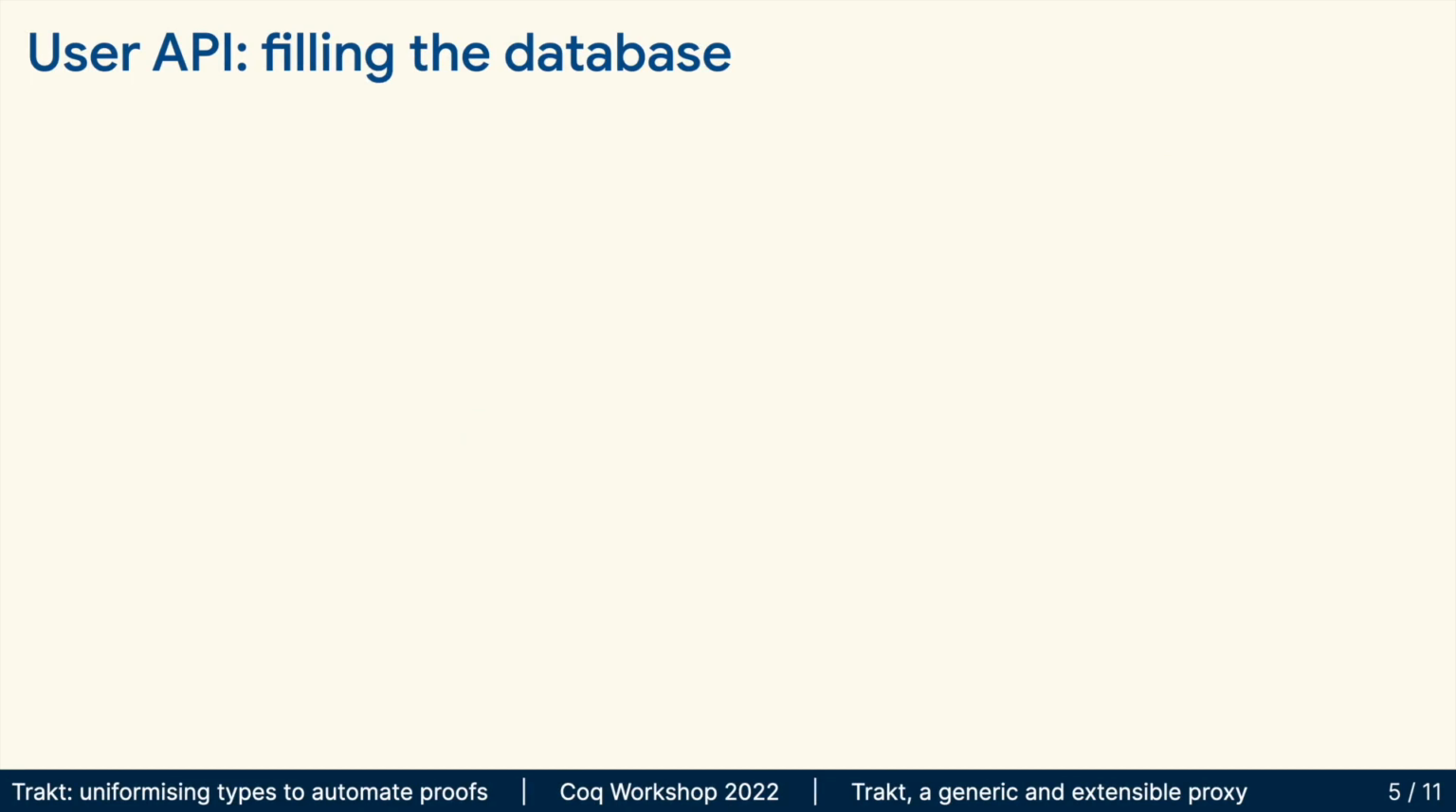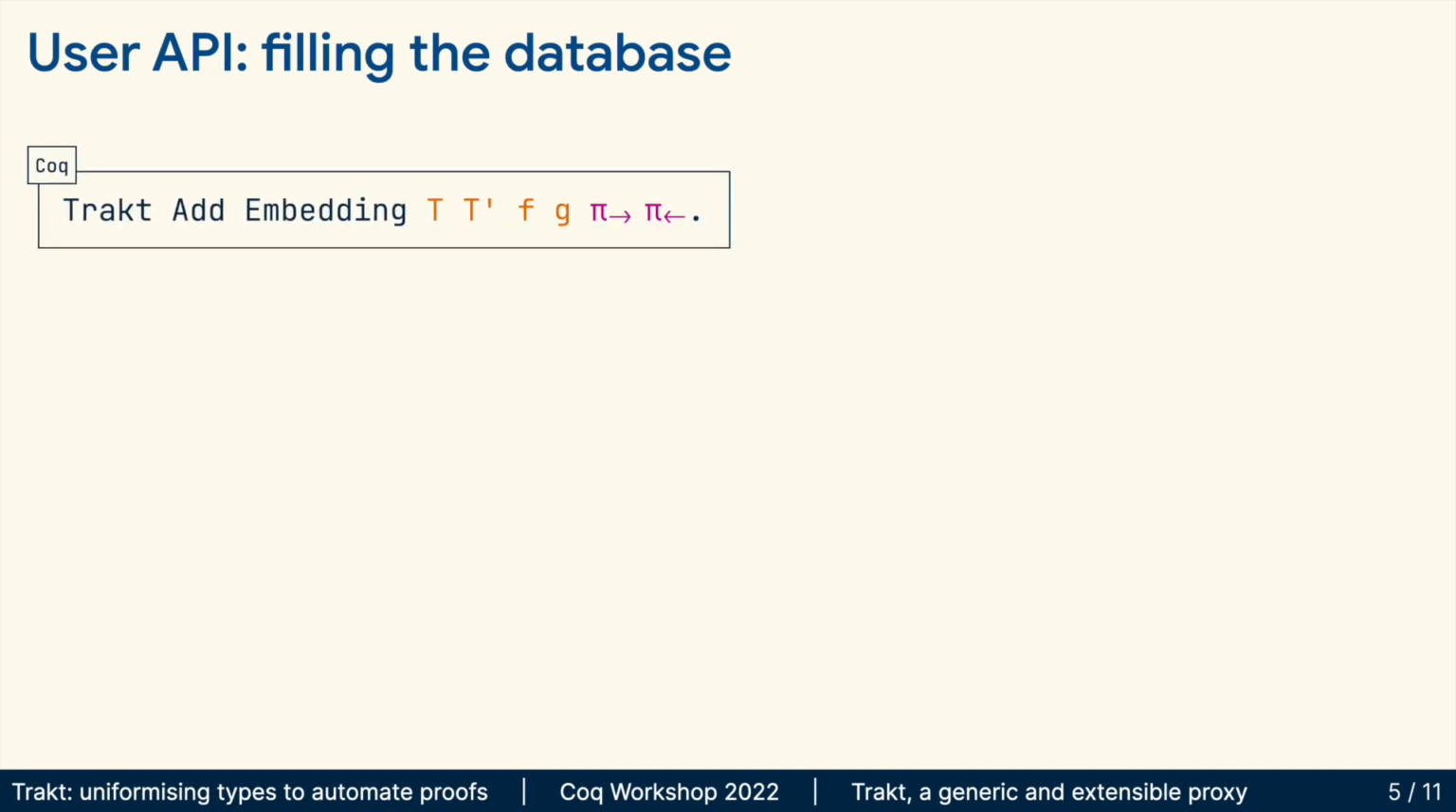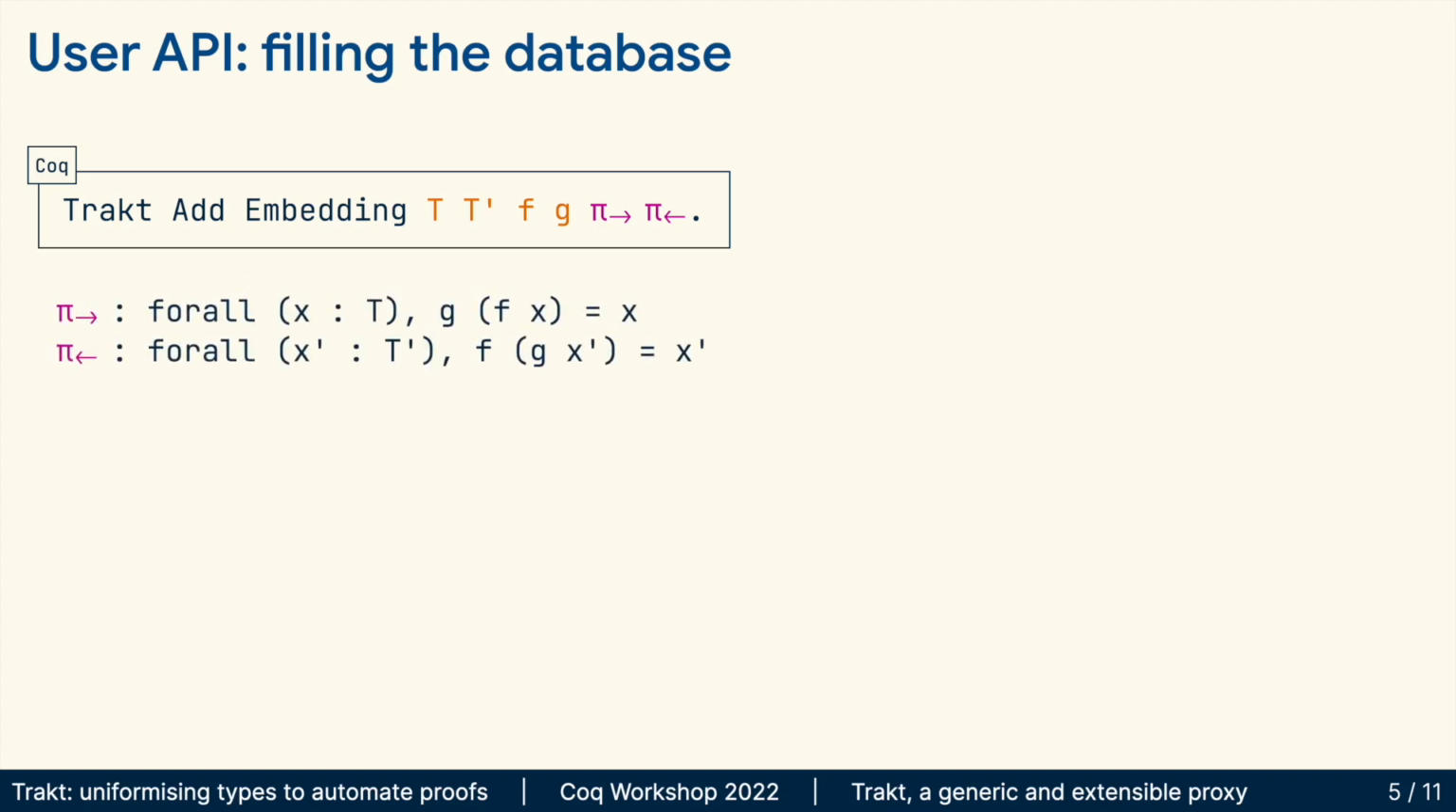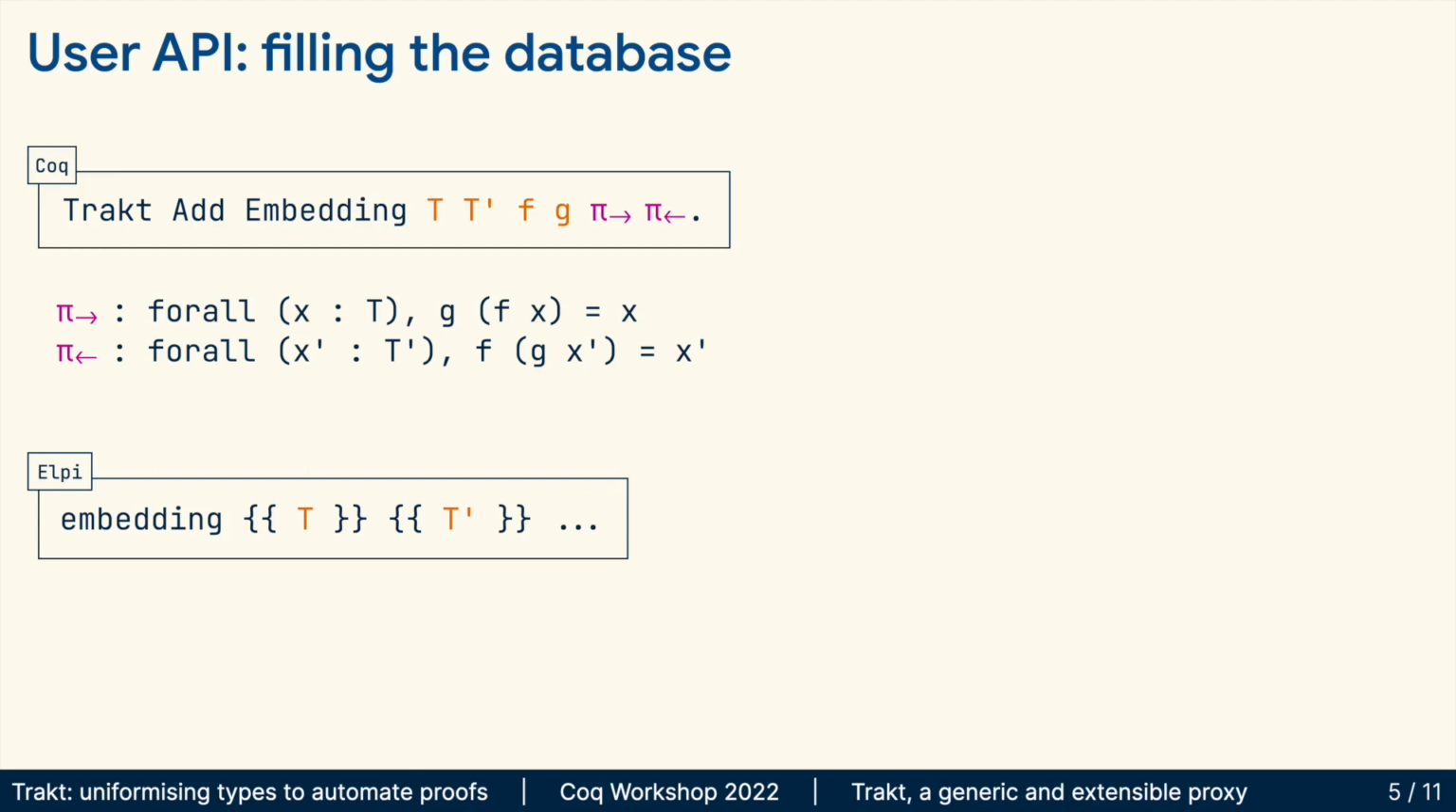Talking about filling the database, here is the command to add an embedding. You declare the source type T and target type T prime, two functions in both ways, and prove that their compositions are identities. Internally, it's stored as a predicate embedding. When the tactic runs, a query will be made on this predicate to find the information in the database. Here's an example of a call to Trakt add embedding with the type int.